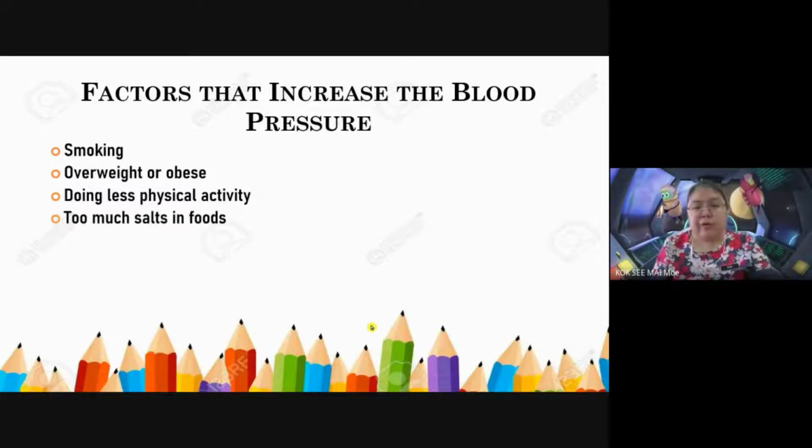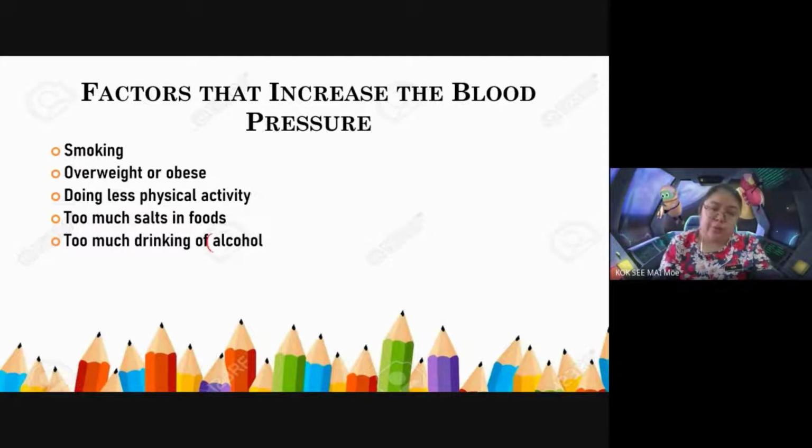Okay, number 4 is too much salt. So for anything in the food, they add salt. Salt also will increase the blood pressure. Okay, after that is too much alcohol drinking. Okay, this one will cause high blood pressure. Then stress. Stress is one of the things you cannot see. Okay, you can feel, but you cannot see. So this one must be reduced.